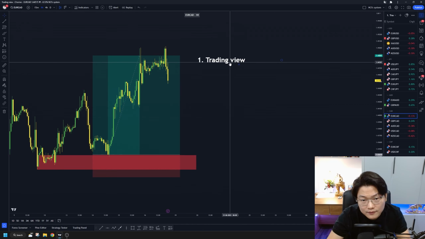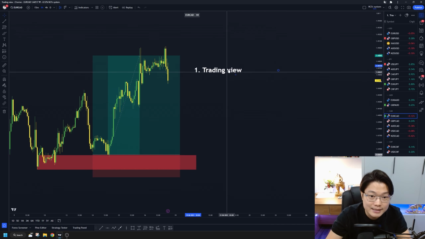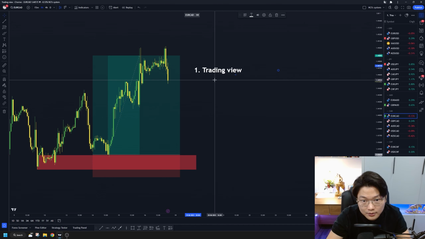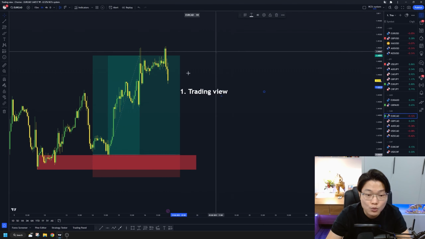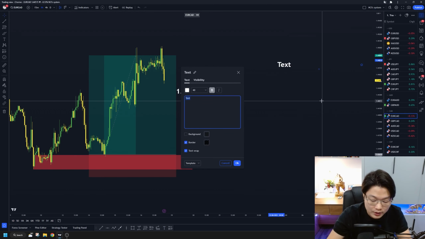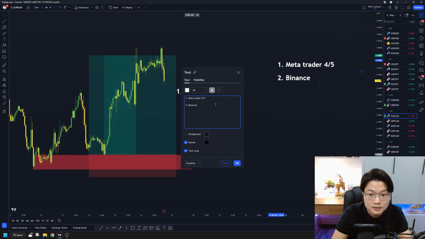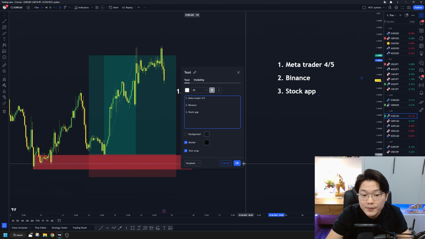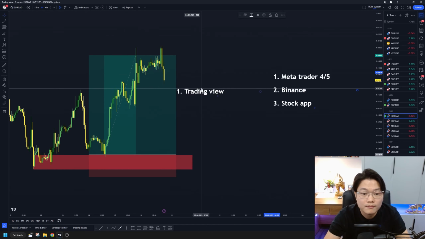You can type TradingView on the internet and you can create an account with a Google account or email very easily. The second one you have to use: the first can be MetaTrader 5 or 4, depending on you. The second one is Binance. And the third one can be some of the stock brokers, the stock applications, depending on your dream.